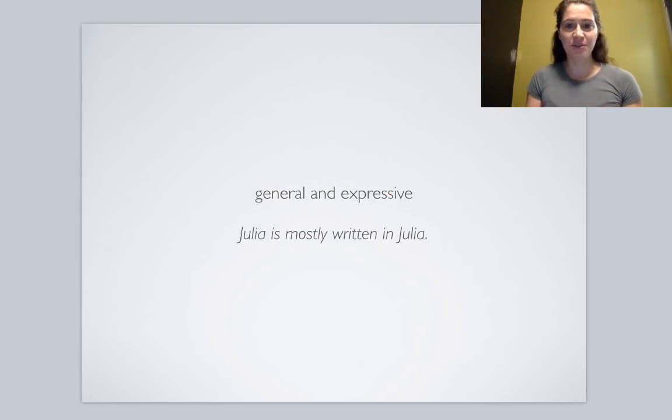Okay, and the fact that Julia is such a general and expressive language is what allows Julia to be mostly written in Julia itself. Now, one of the things that's really cool about the fact that Julia is mostly written in Julia is that this means that the line between users and developers of the language really starts to blur. Traditionally, high-level languages are written almost entirely in lower-level languages, which means that there's a divide between the people who work in the language and the people who work on the language.